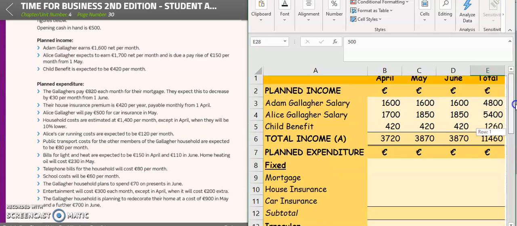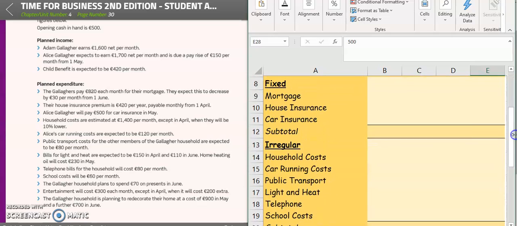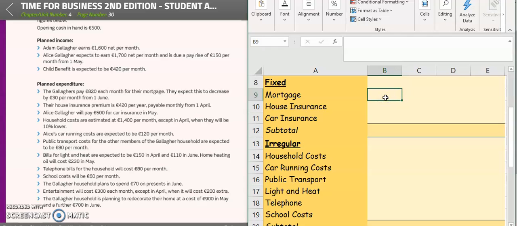So our months we've got April, May, June. In April, the mortgage is going to be $820. In May, it's going to be $820. And in June then, it's going to reduce by 30. So in your calculators, put 820 minus 30. You'll get 790 for June. And then you're going to add up the 3 months to get your total. So 820 plus 820 plus 790, and that's going to give you 2,430.